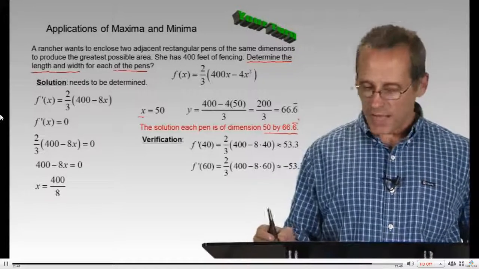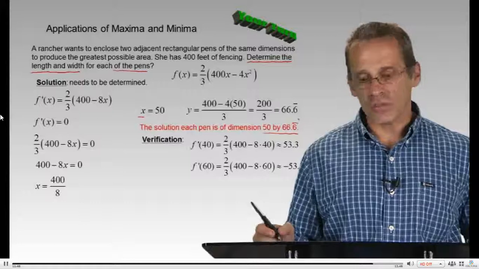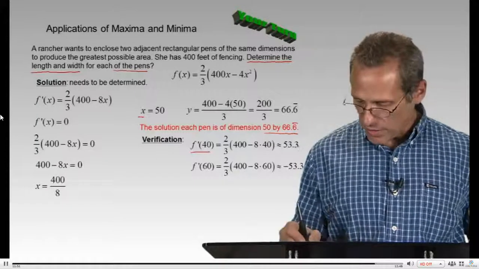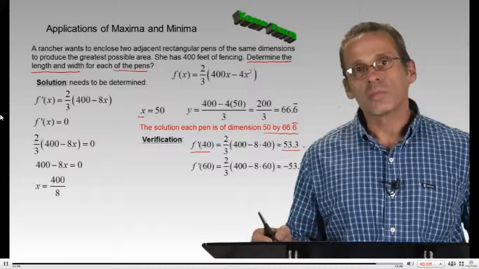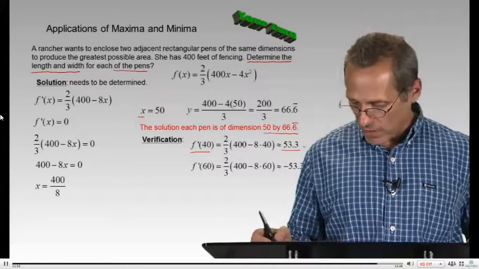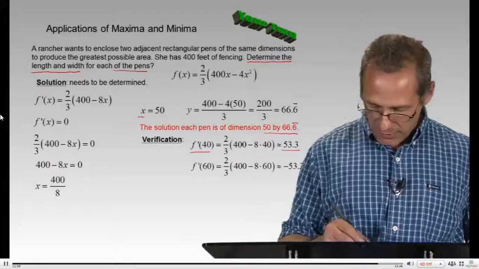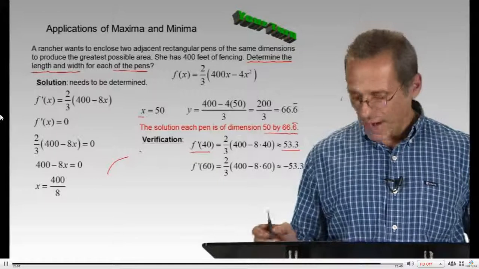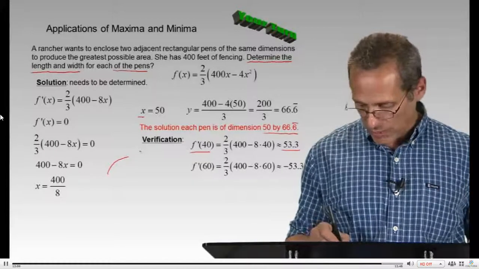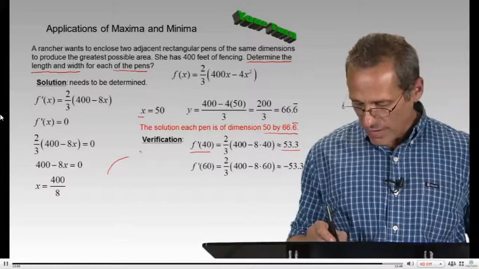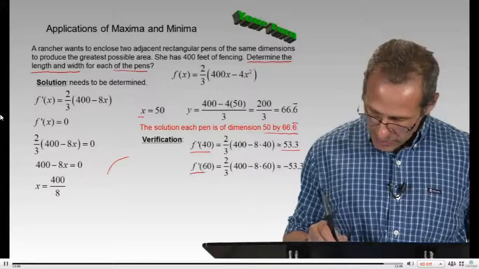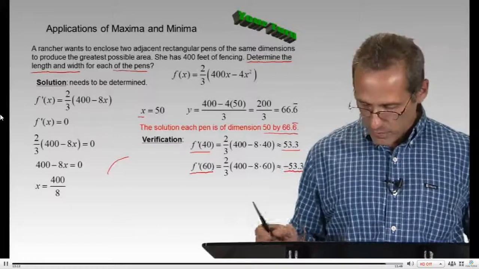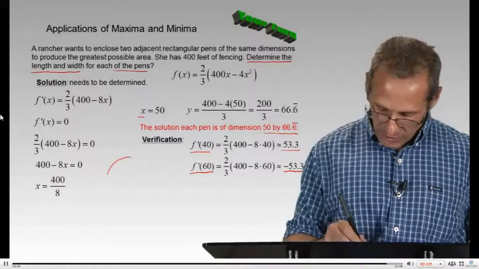If we wanted to verify, we would take a value of x that is less than 50, like 40, substitute it into the first derivative, and we find that the first derivative evaluated at 40 is positive. Left of 50, the function is increasing. Right of 50, we choose a value of x, say 60, and we evaluate the first derivative at 60. We find the first derivative is negative. Right of 50, the function is decreasing.